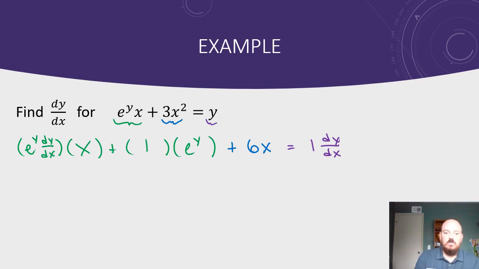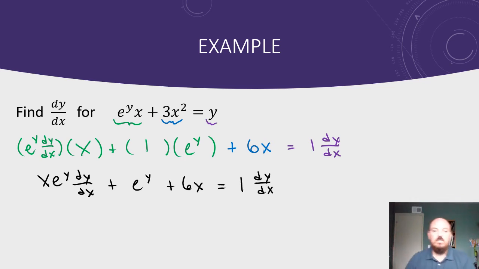So if I clean this up a little, I did it by color just to match it up piece by piece. If I stick everything together, I have x e to the y dy dx plus e to the y plus 6x equals, and you could put dy dx. I'm going to leave the 1 there, and you'll see why in a second. I'm going to leave the 1 and call it 1 dy dx. So basically, if you're looking at your dy dx terms, I have 1 here, and 1 here. Now, whenever you have more than one, this is what I was talking about earlier, you want to group them together and factor it out.